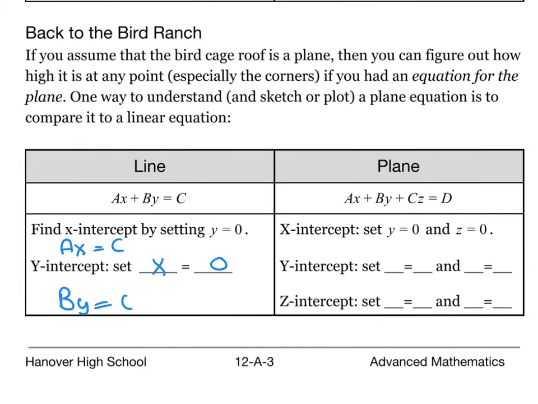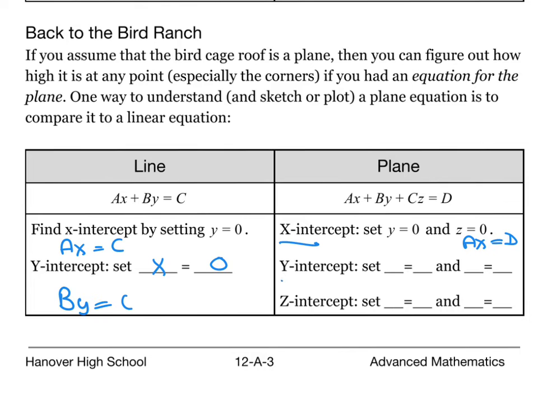Three-dimensional case, it's the same idea. You've got a plane floating in the three-dimensional axis system somewhere. If you wanted to figure out where that plane crossed the x-axis, the x-intercept, you could say, well, that's going to happen when the y-coordinate is 0 and the z-coordinate is 0, and that will take out the y and the z terms, and you'd end up with an equation that looks like ax equals d.